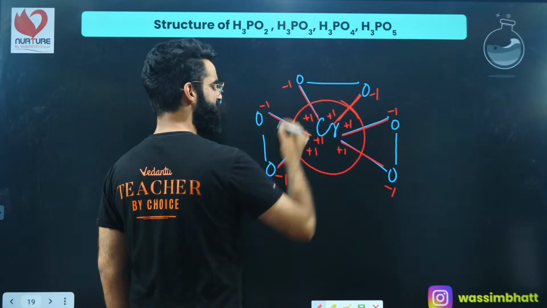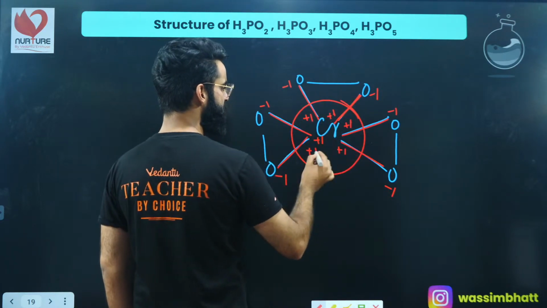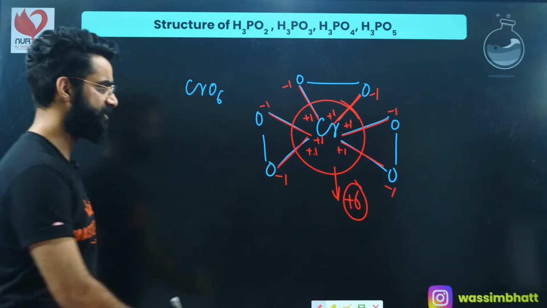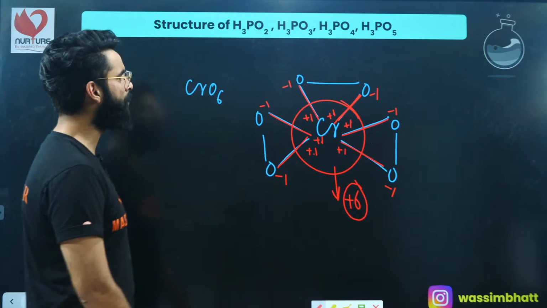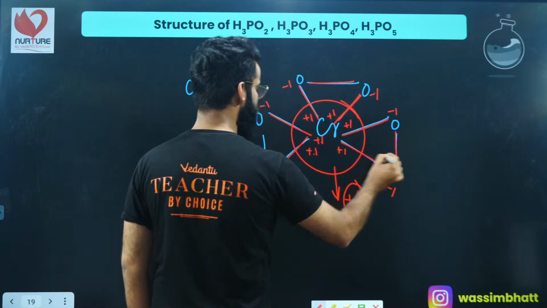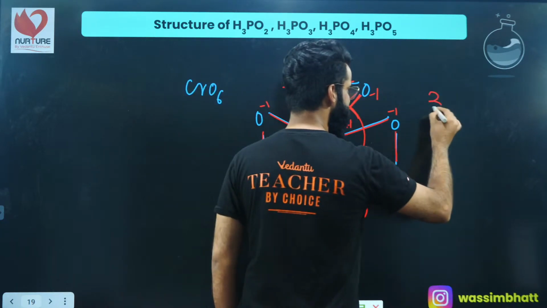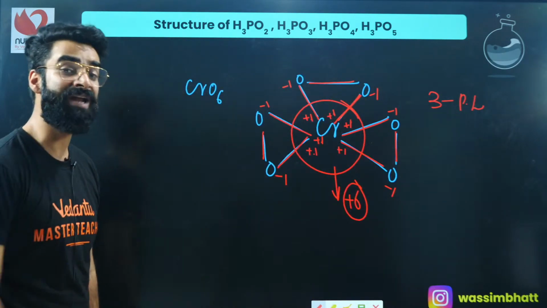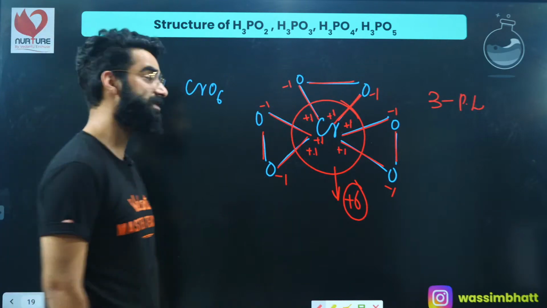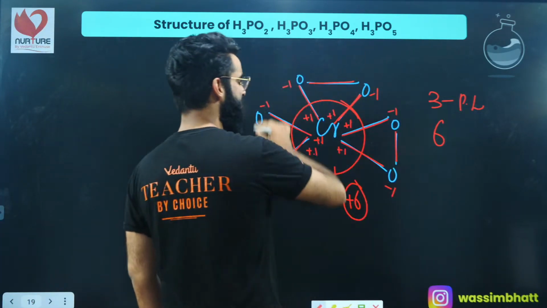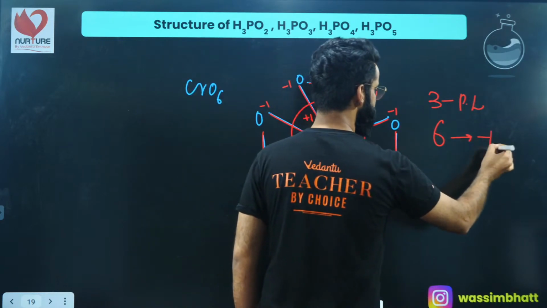What is the net charge present on chromium? 1, 2, 3, 4, 5, 6. So +6 is the net charge present on chromium in case of CrO6. If I ask you how many peroxide linkages are there in CrO6, this is the first peroxide linkage, second peroxide linkage, third peroxide linkage. So there are 3 peroxide linkages present in CrO6. How many oxygen atoms in CrO6 have -1 oxidation state? All the 6 oxygen atoms in CrO6 have the -1 oxidation state.